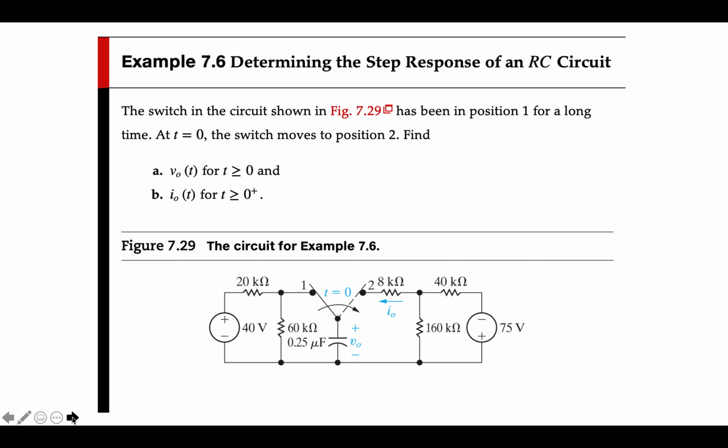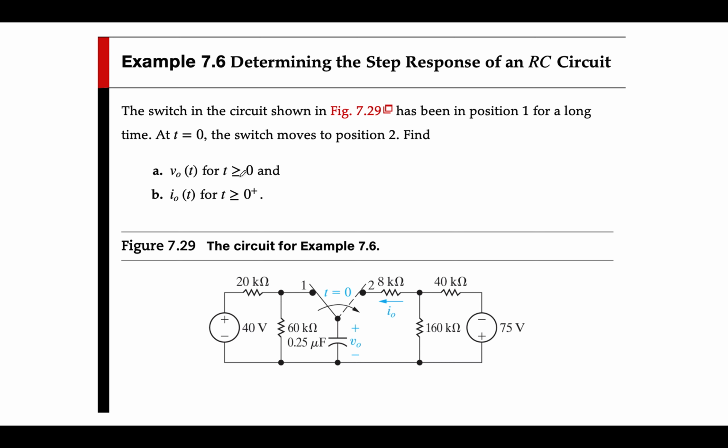So here's an example on determining the step response of an RC circuit. In this case, we had a switch that was in position 1 for a very long time. And then at t equals 0, it moves to position 2. And so what we would like to find is the voltage across the capacitor as a function of time. And then we'd like to find the current across the capacitor as a function of time.